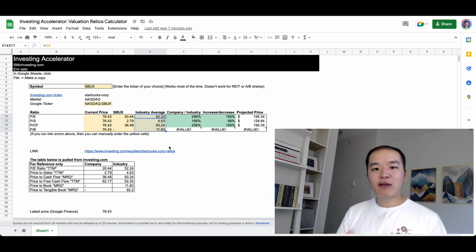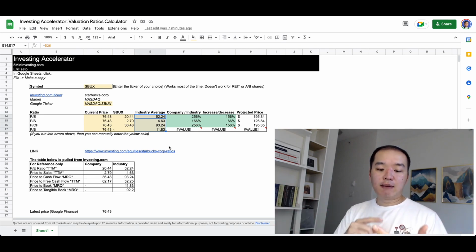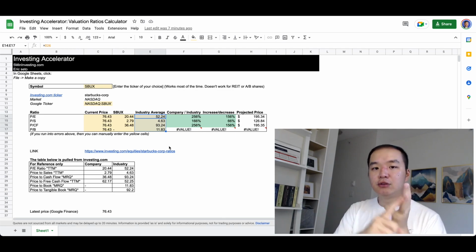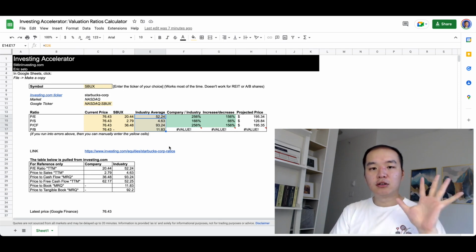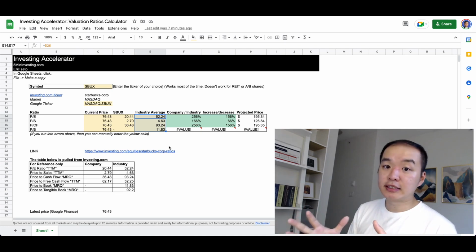When you're looking at the valuation ratios calculator, it is only a very small part of the Investing Accelerator analysis. You need to combine that with technical analysis, fundamental analysis, valuation, which is what you see here, news, and other analysis as well. Then you can become 95% confident when you're investing in the market. That's what this series is about.